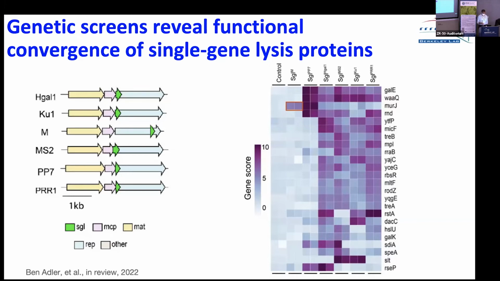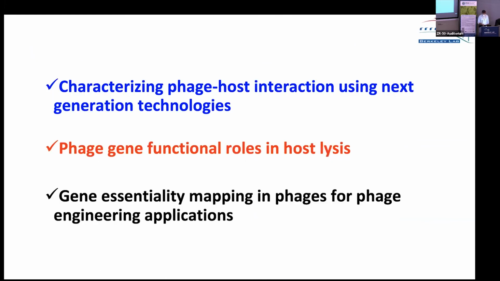And we might have to ask this question: if there are 20,000 different single-strand RNA phages or more, they must be targeting something on the peptidoglycan or outer membrane. So there must be a functional convergence in all of them. And this would be an interesting study coming up next.